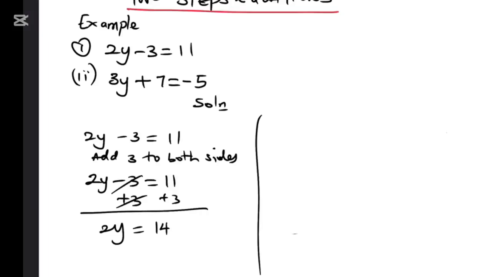And that's 14. So the next thing is to divide both sides by the coefficient of y, in this case 2. That will give us y equals 14 divided by 2, which is 7.